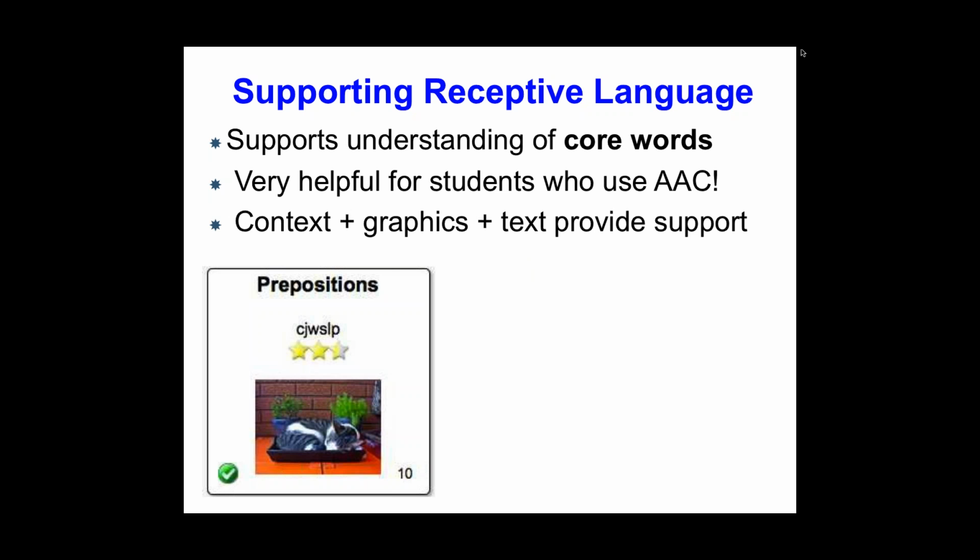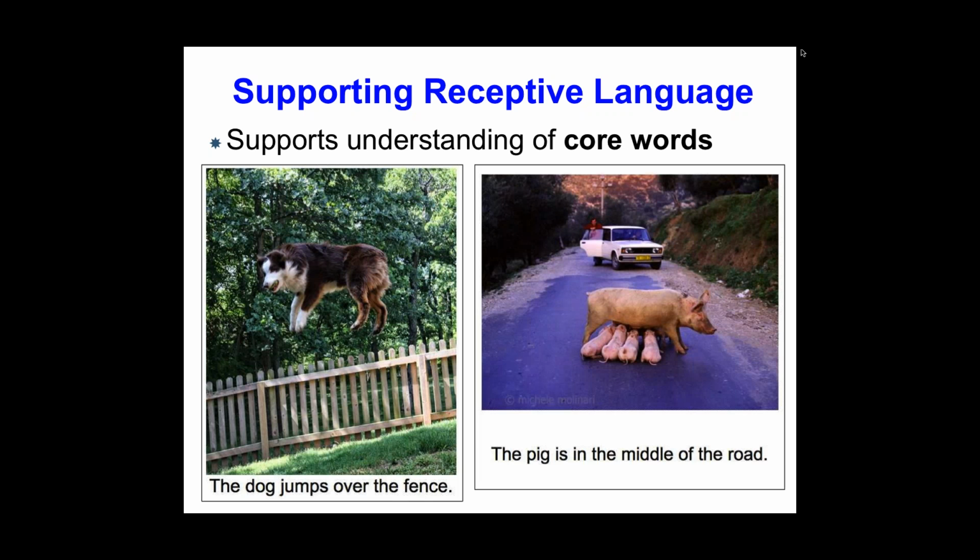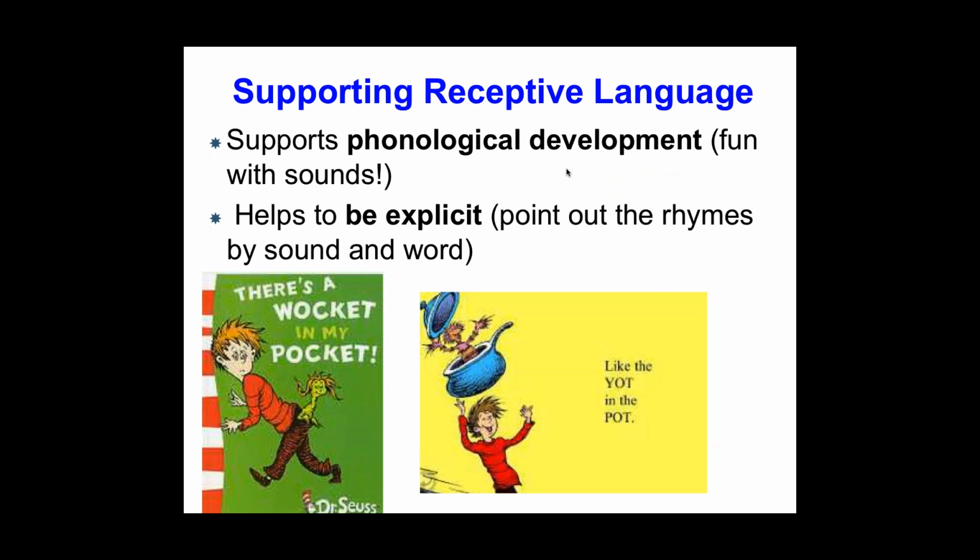There were a ton of books on prepositions, but I particularly liked this one by, obviously, someone who's a speech language pathologist, because she chose pictures that are really fun and engaging. So the dog is over the fence, the pig is in the middle of the road. Just really fun. So we can be working on some of those words, over and in, etc. So great receptive language support, because now you get that visual picture of what it means to be in. And she has multiple versions of in. She has in a box, in the middle, etc. And she has multiple exemplars for everything.